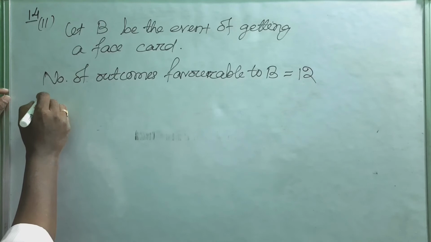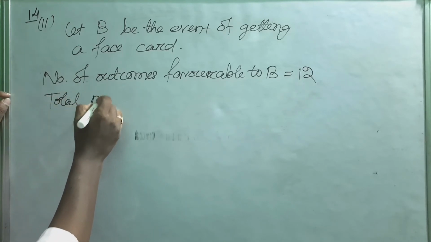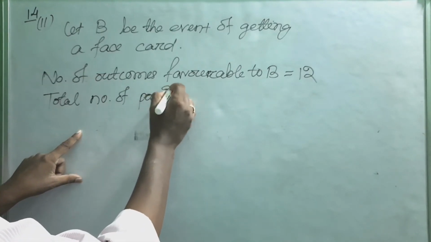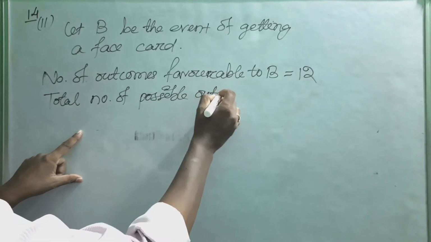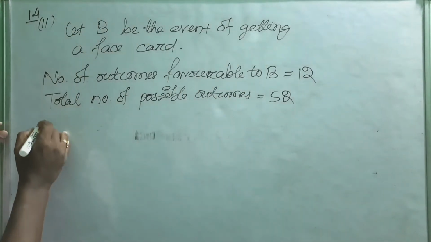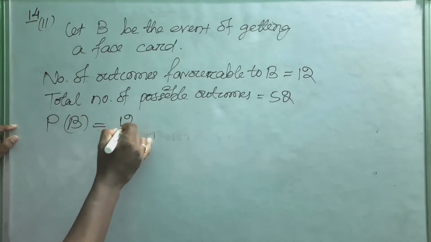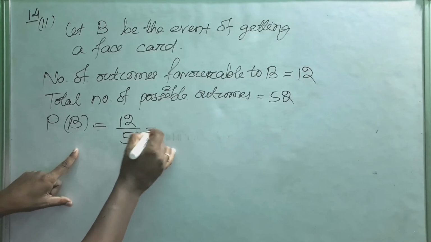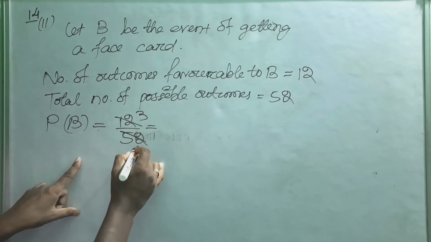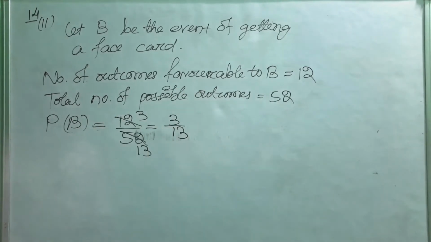Now the total number of cards, that is the total number of possible outcomes, is equal to 52. Now the probability of B will be how much? 12 by 52. Now if we cancel by 4, this is 3 and this is 13. So this is 3 by 13. So this is your answer.